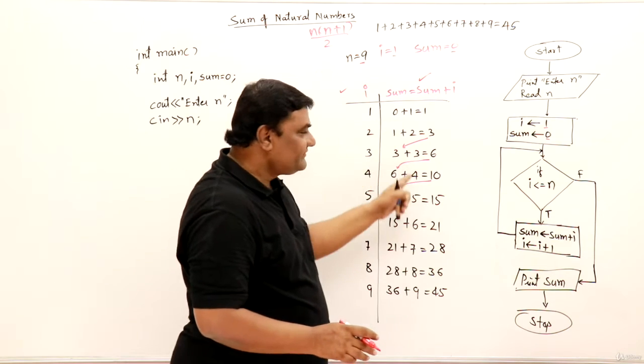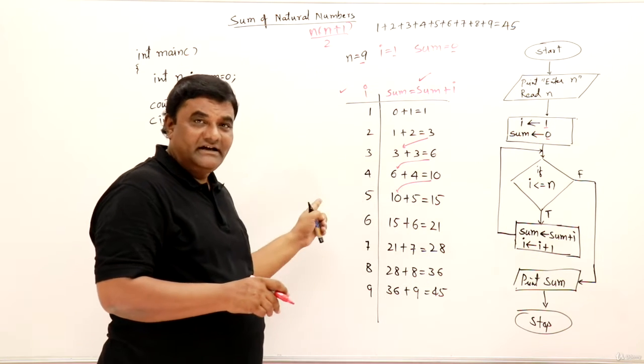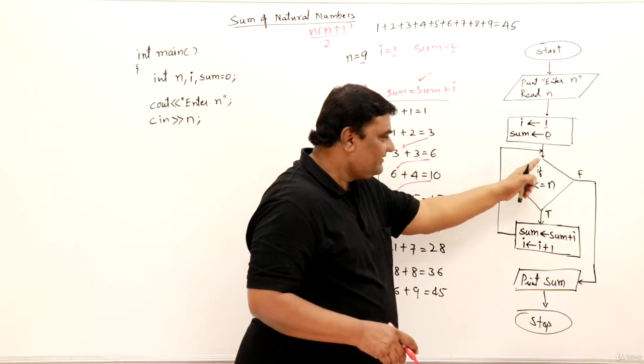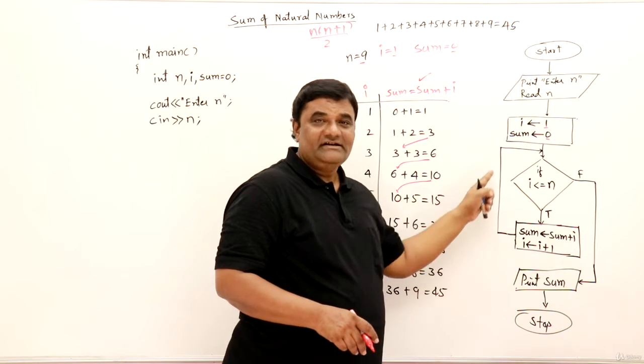including first this one. Addition is done first, then I is increased, right? Addition is done first, I is increased, then again repeat as long as the condition is true.